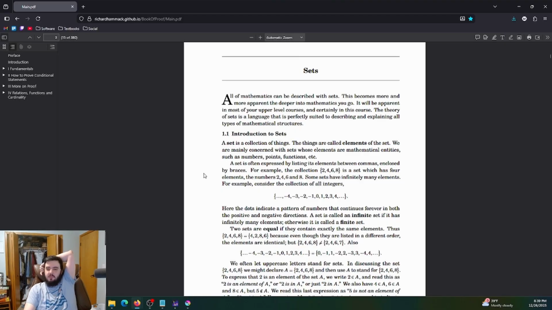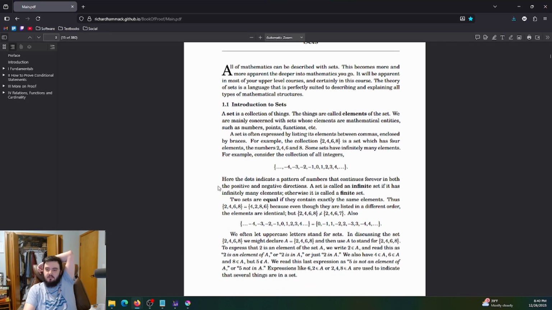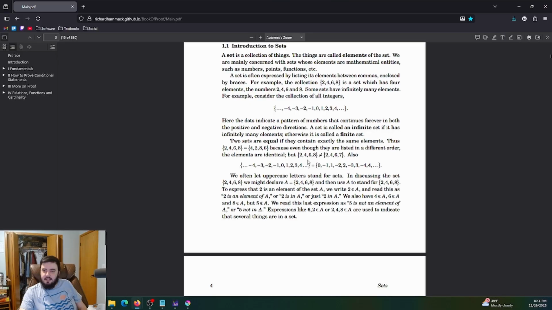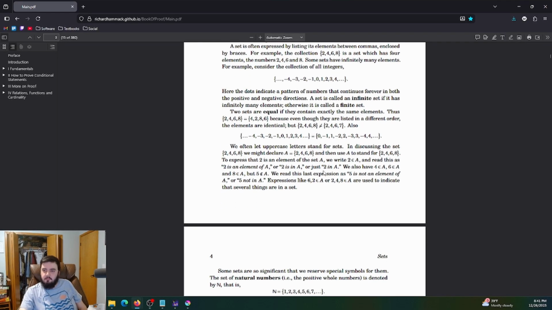I'm probably just going to skim this because we already know what sets are. I just don't need to read every single thing in this book. All right, got sets. The sets have elements. Should be obvious enough for anyone who's taken a proofs class. Two sets are equal if they contain exactly the same elements. The listing doesn't matter, of course, because that's just how we're representing the sets.